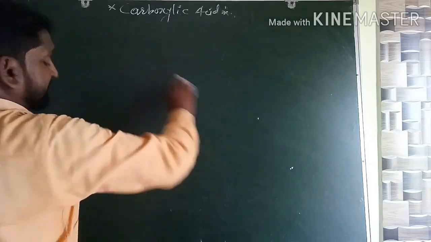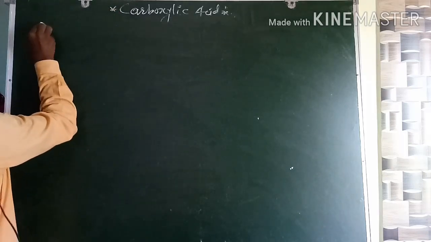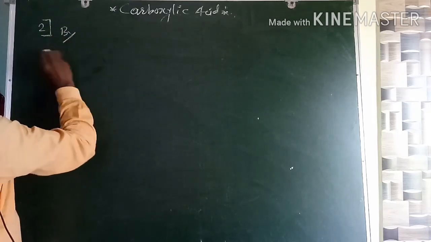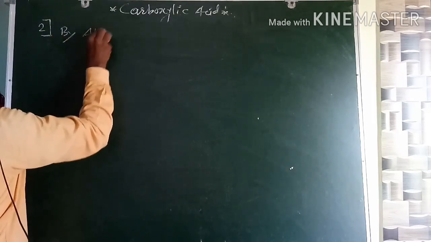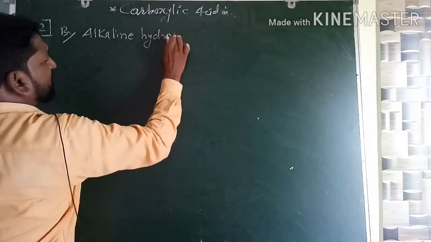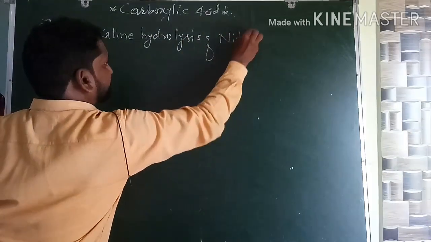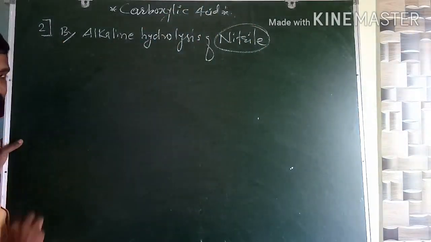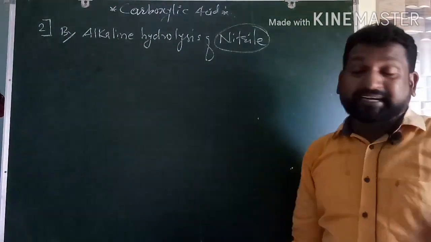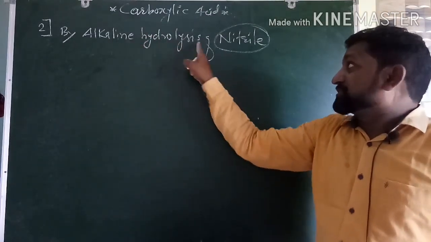Okay. Second method of preparation: by alkaline hydrolysis of nitrile. We haven't explained nitrile yet. So what is the title? By alkaline hydrolysis of nitrile.